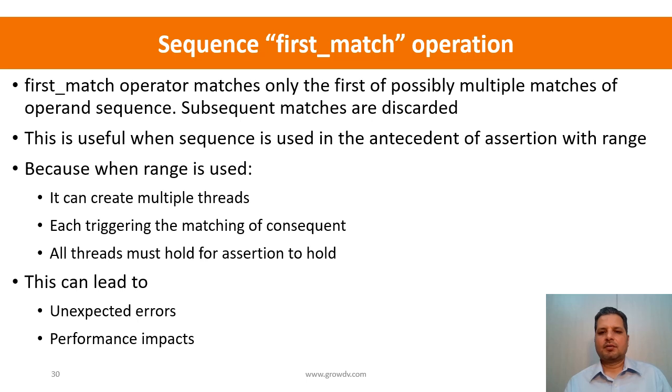So let's look at the first match operation. This is again a little tricky one to understand, so pay attention. This first match is useful when we are using it in the antecedent, right? We are using a sequence, and a sequence containing a range, okay, a range of delays. So whenever you are using an antecedent that contains a sequence, and that sequence contains a range of delays, is when the first match is useful. So you have to understand that use case.